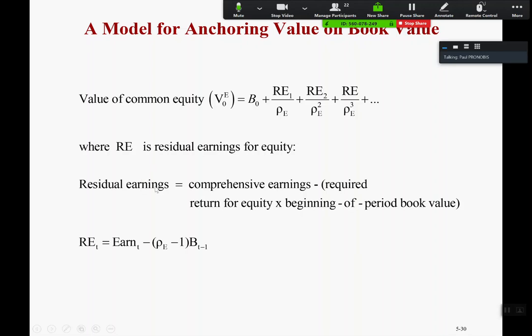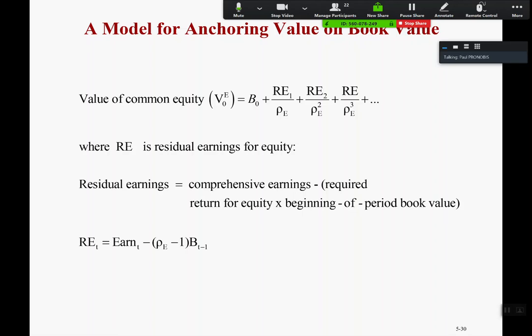So what are residual earnings? Just so that you know, residual earnings are simply the earnings, so comprehensive earnings, minus the required rate of return on equity times the beginning of the period book value.